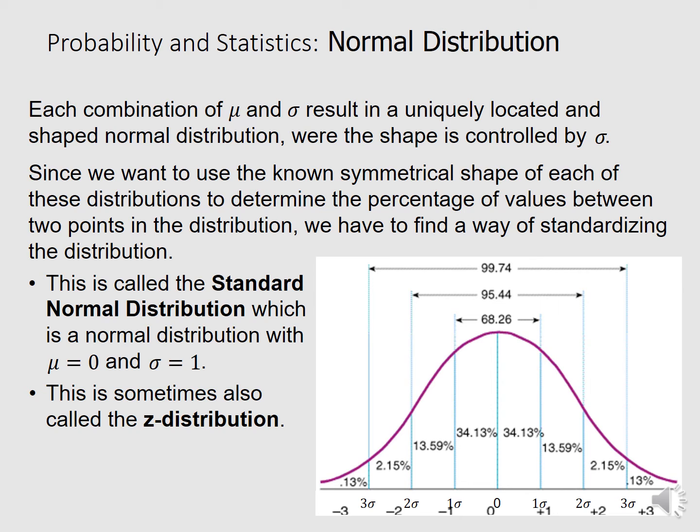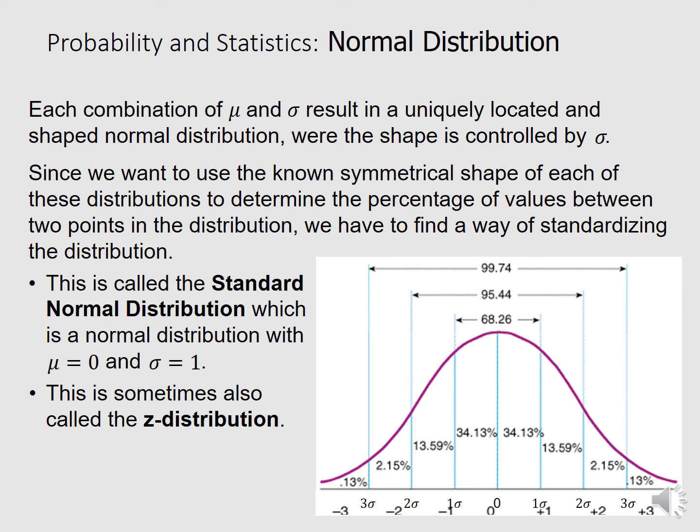So far, we have demonstrated that each combination of population means and standard deviations results in a uniquely located and shaped normal distribution, where the shape is controlled by the standard deviation and the location is controlled by the mean value.